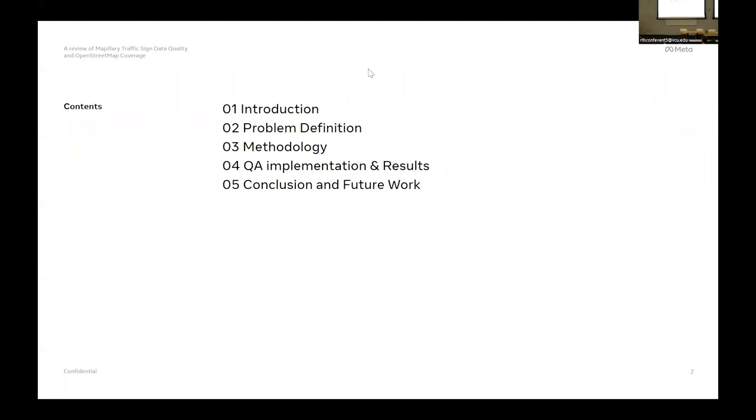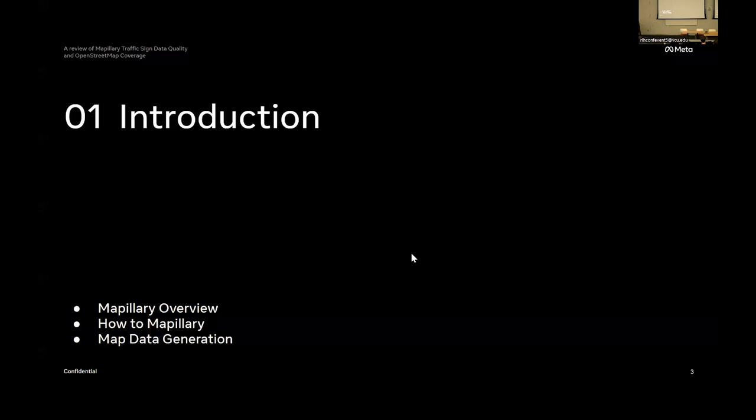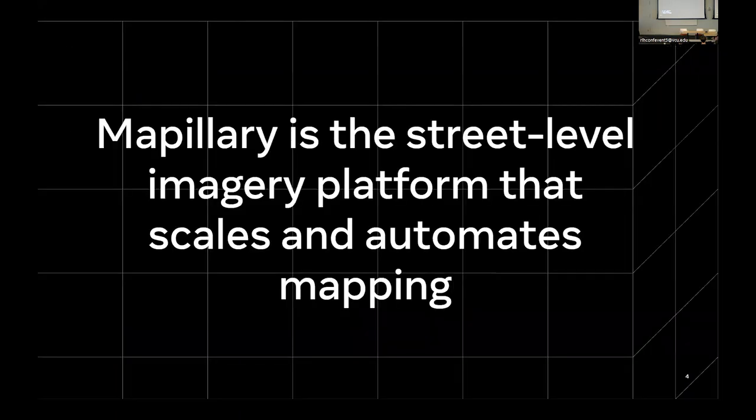And yeah, this is our quick agenda today. So a quick introduction, problem definition, and then I'll also be covering methodology, and I will be handing over to Yunzhi for QA implementation, and then also for the conclusion, concluding the presentation. So in the introduction, we have a Mapillary overview, how to use Mapillary, and then Mapillary's map data extraction capabilities. And simply, Mapillary is a street-level imagery platform that scales and automates mapping.